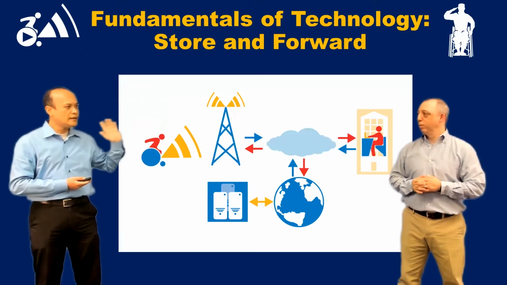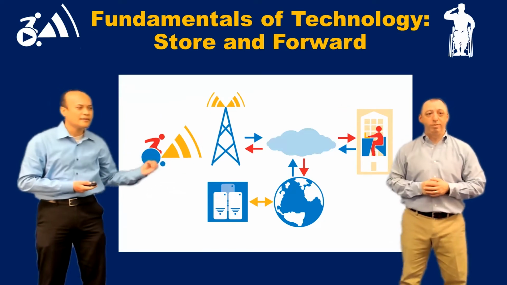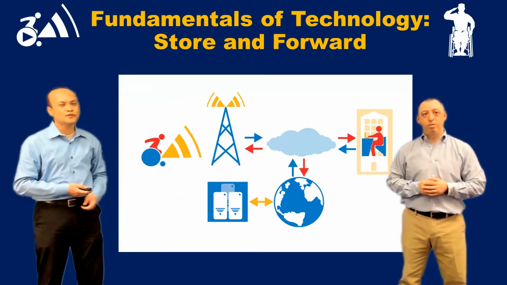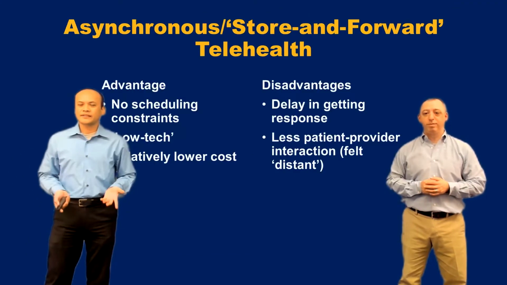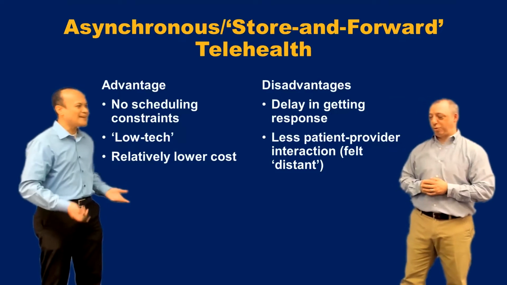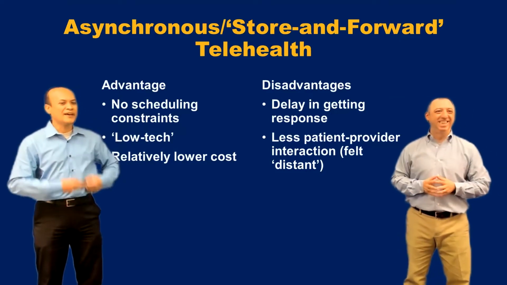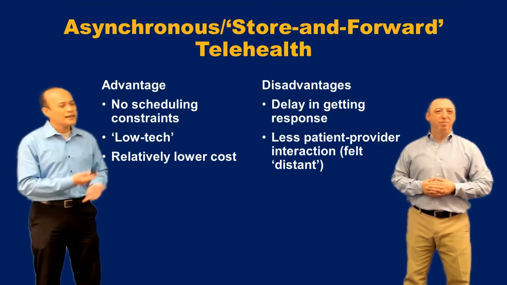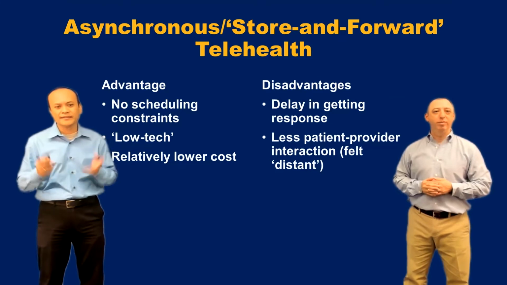In terms of the illustration of how data is transmitted, it would be similar to this diagram. The data will first go into a server somewhere in the cloud and then be pushed out of the server to the other side. The advantage of this approach is that there is no scheduling. I don't have to make sure that Rich is available right now if I want to do a store and forward. It is relatively lower cost, and we can use low-tech technology.